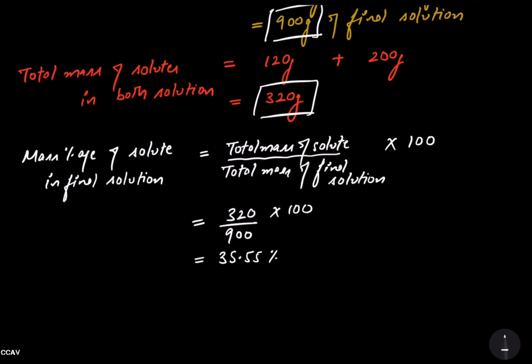How will you evaluate the mass percentage of solvent? I will simply subtract 35.55 from 100. I will get the mass percentage of solvent. So that's my mass percentage of solute.